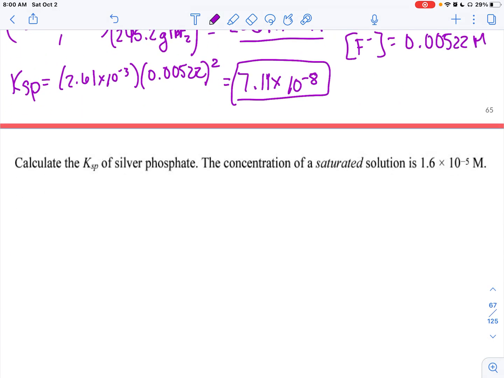Okay, one last one just like this one, where you're just finding Ksp in a given solution. This one is nice because it gives you the concentration. You don't have to worry about converting from grams to moles. We already have the concentration. When you're given the molar solubility, it's a little bit easier. I highly recommend stopping the video here and trying this one on your own, and then coming back for the explanation.